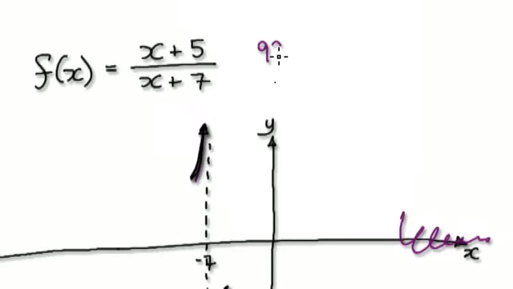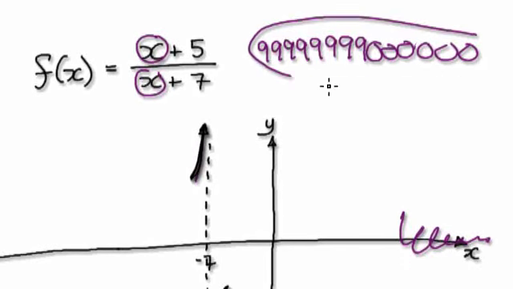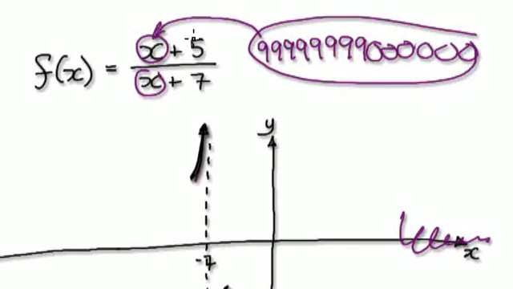So let's put 99999. Basically put a very very big number into here and into here. We're going to put this number, a very very big number, into here. So this will become +5, so that will become this +5. Okay, and then put that same big number into here.